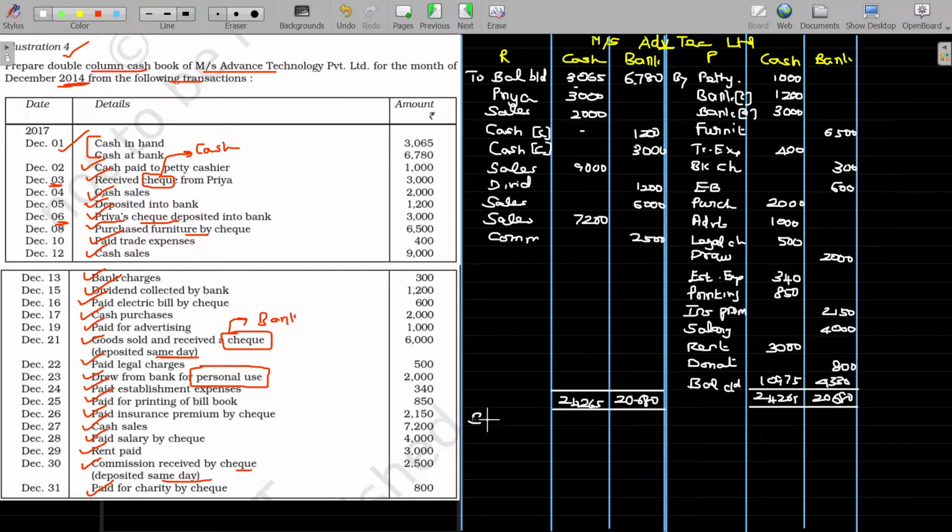So rewrite here as balance brought down. In the cash column it is 10,975 and 4,330. Is that okay?